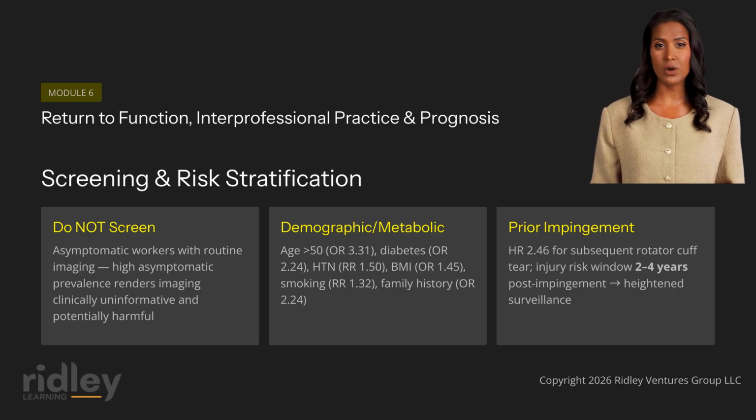Workers with a history of prior shoulder impingement syndrome warrant heightened surveillance, given the more than doubled risk of subsequent rotator cuff tear, roughly 2.5 times the risk over time. A finding strongly and consistently supported across the evidence and almost certainly reflecting a true association, with the injury risk window being 2 to 4 years after the initial impingement diagnosis.